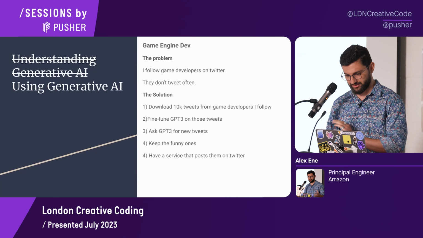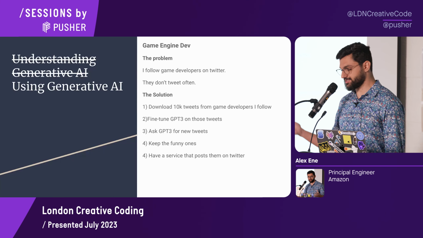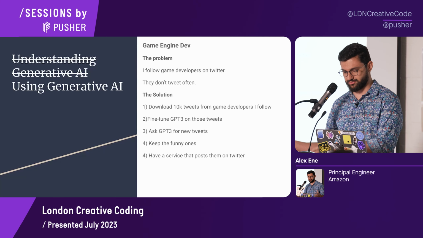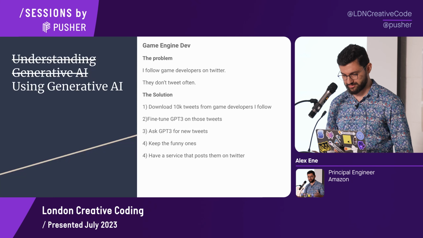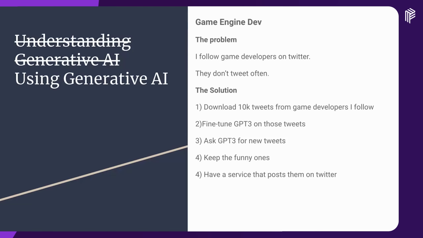I started with GPT-2, and then I created a service that posts those funny tweets on Twitter. It uses a very simple architecture, just a Lambda function and a database of tweets. It posts a random one, and I get to enjoy it every morning before I go to work. So this is Game Engine Dev.